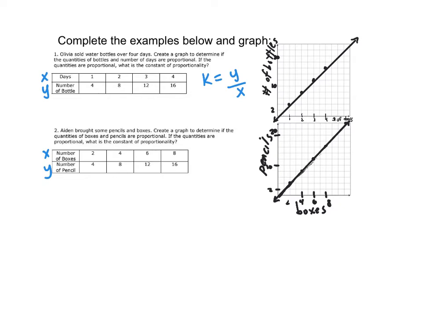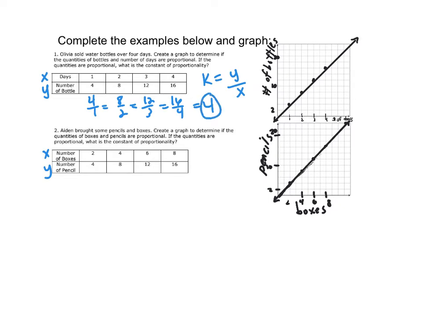So if I take y over x on all of these, that's 4 over 1, 8 over 2, 12 over 3, and 16 over 4. If you notice, these are all equal because they all equal 4. Okay? And my constant of proportionality is 4.